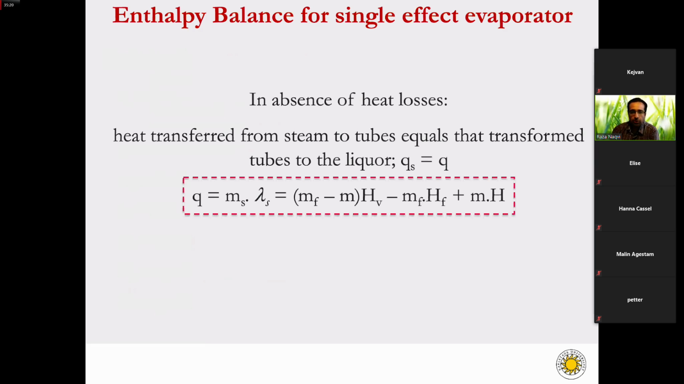And this equation will only be valid when there are no heat losses. We assume that the evaporator is 100% insulated, so there is no heat loss. So the amount of energy transferred from the steam will be equal to the amount of energy within the boiling liquid, right? So this is how you can write the enthalpy balance for a single evaporator.